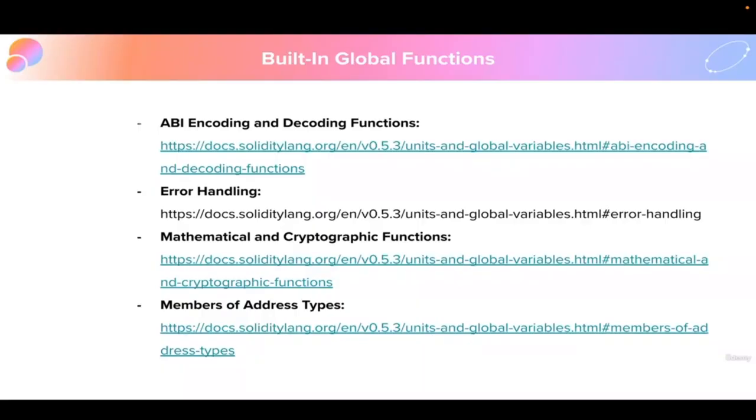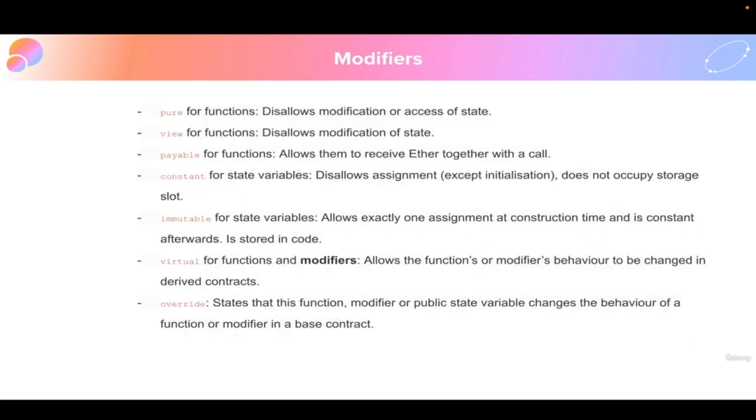There are a number of built-in global functions which allow us to do ABI encoding and decoding, error handling, math and cryptographic functions, as well as various other built-in global functions. I encourage you to take a second and read the Solidity docs to learn more about these global built-in functions. We've dealt with function modifiers already. You can see here a list of the built-in function modifiers. Let's look at them one by one.